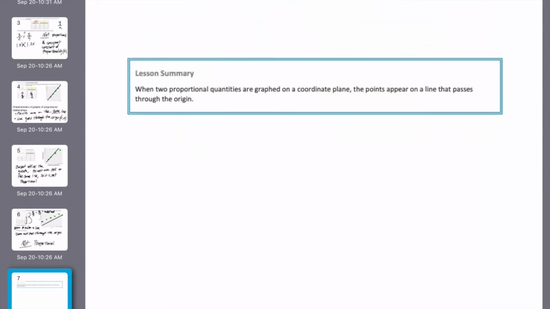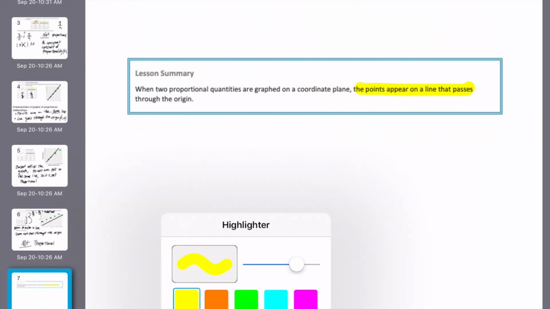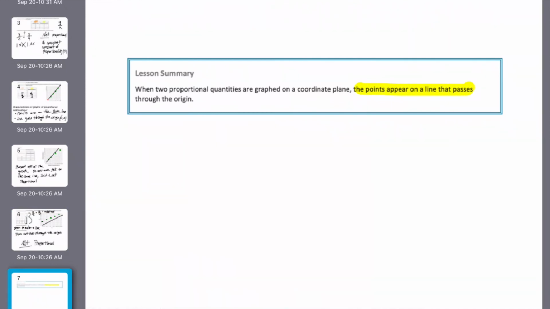So just our little summary page, our lesson summary. When two proportional quantities are graphed on the coordinate plane, the points appear on a line that passes through the origin.